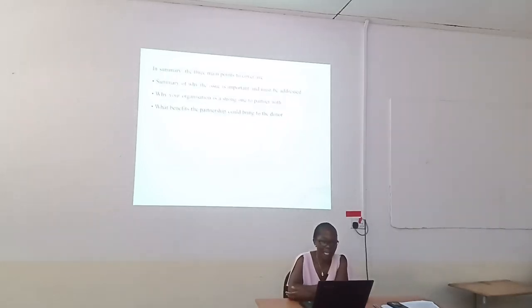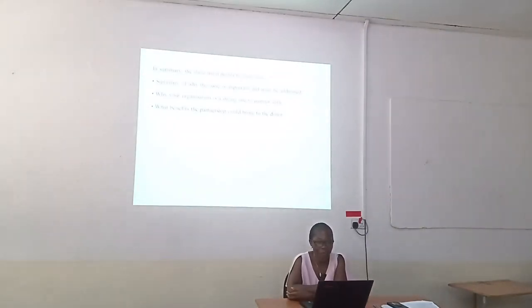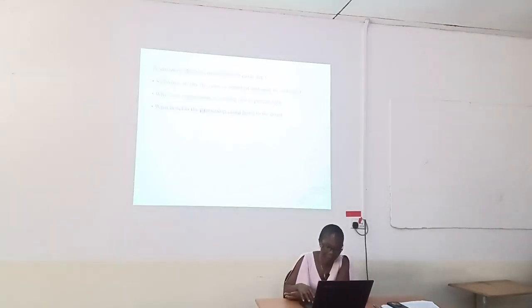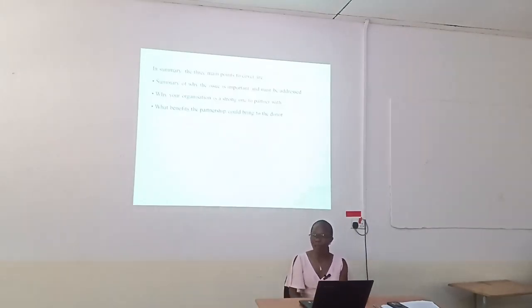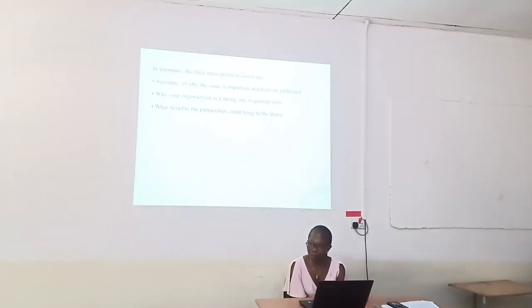So in summary, the 3 main points to cover are: a summary of why the issue is important and must be addressed, why your organization is a strong one to partner with, and what benefits the partnership could bring to the donor on this point of value proposition. So this is just the summary of what exactly should be included when you are writing your proposal in this section of value proposition.